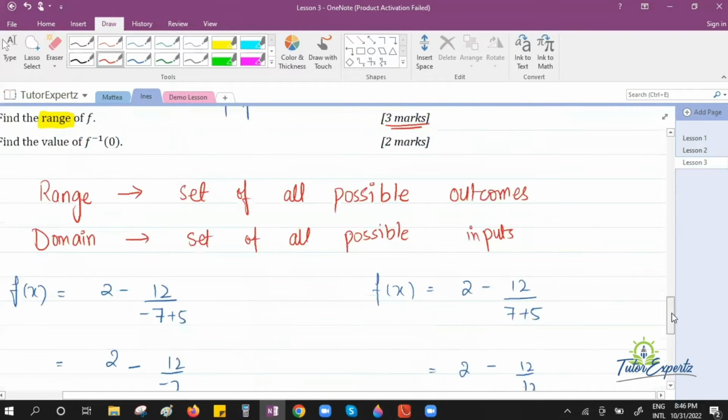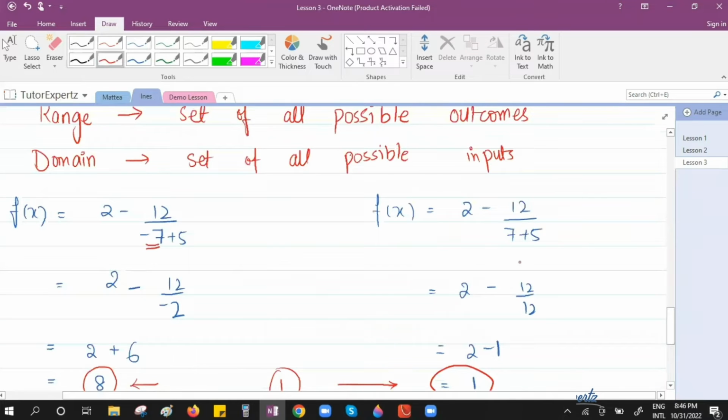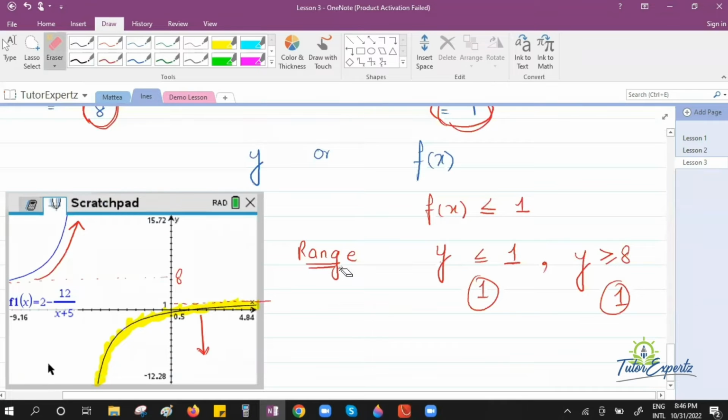You find out the values for the range using the domain. How? You plug in -7 in the function first, and then you plug in 7 in the function. By plugging in -7 and 7, you get two values. One was 8 and the other one was 1. Once you have these values, you need to observe the plot in order to find out which sign of inequality should be used.